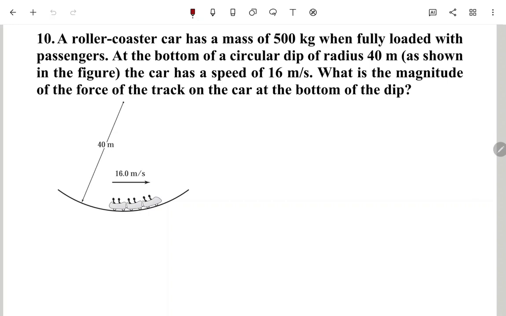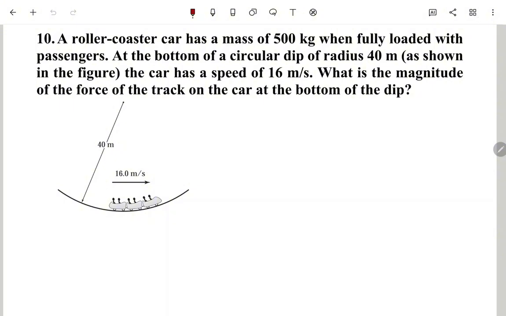A roller coaster car has a mass of 500 kilograms when fully loaded with passengers. At the bottom of the circular dip of radius 40 meters, as shown in the figure, the car has a speed of 60 meters per second. What is the magnitude of the force of the track on the car at the bottom of the dip?